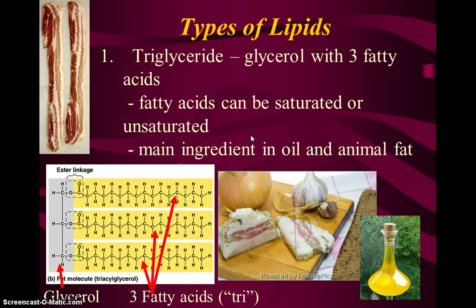So you have triglycerides. This includes fatty acids that can be saturated or unsaturated. Triglycerides are also the main ingredients in oils and animal fats. So if you look at bacon fat, fat on chicken, fat on say pork chops or ham, steaks, for example, all of those are going to contain triglycerides. Your vegetable oils, your cooking oils will also contain triglycerides.